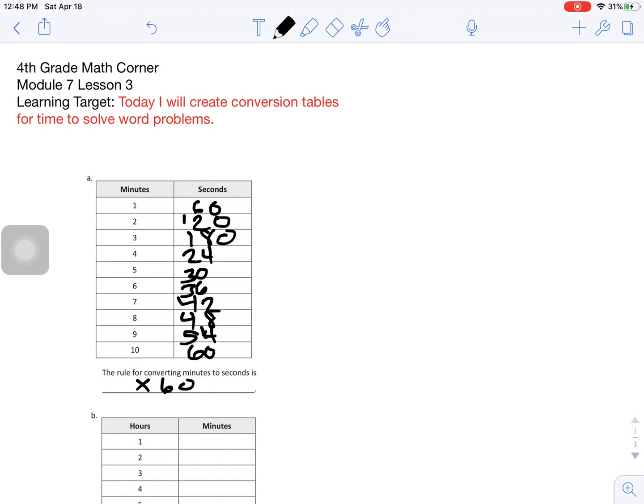So 4 minutes would be 240 seconds, 5 minutes would be 300 seconds, 6 minutes would be 360 seconds, 7 minutes would be 420, and so on. It would keep increasing by 60. Those are going from minutes to seconds.